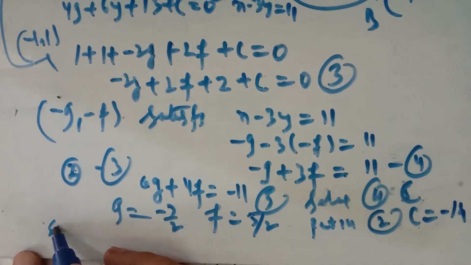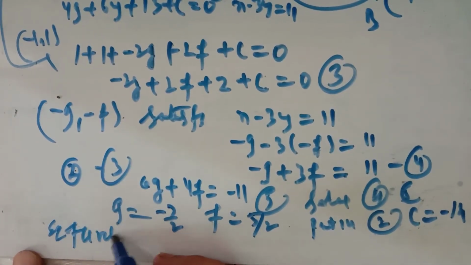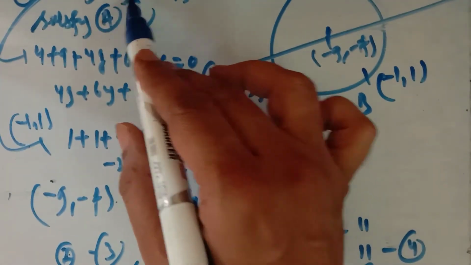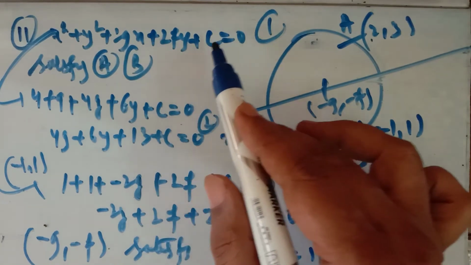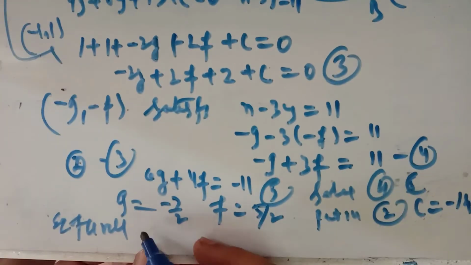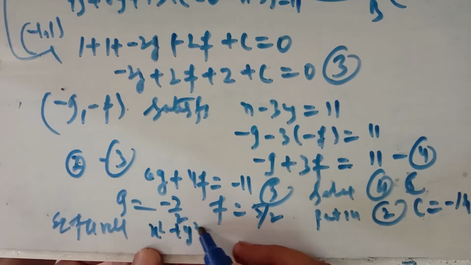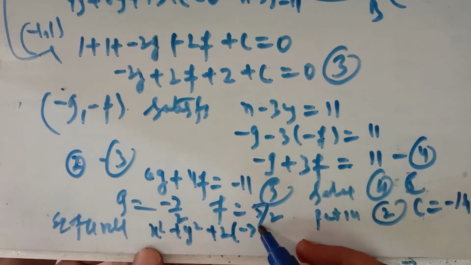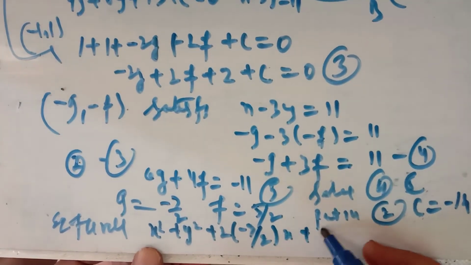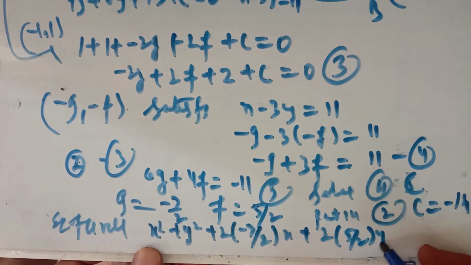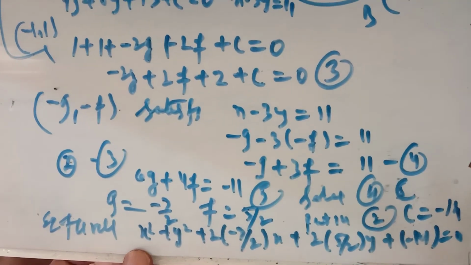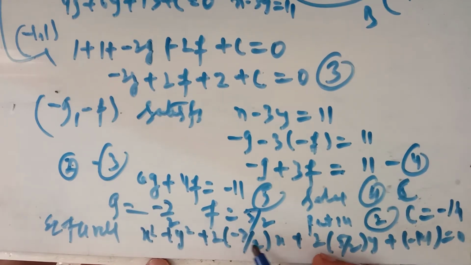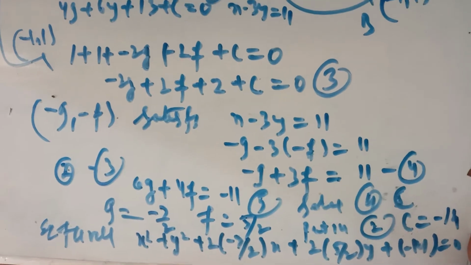So what is the equation of the circle? You put the values of g, f and c in the equation x square plus y square plus 2gx plus 2fy plus c is equal to 0. So this is the equation of the circle: 2 cancels 2, -7x, 2 cancels 2, 5y, -14 equal to 0. You'll get this equation of the circle.